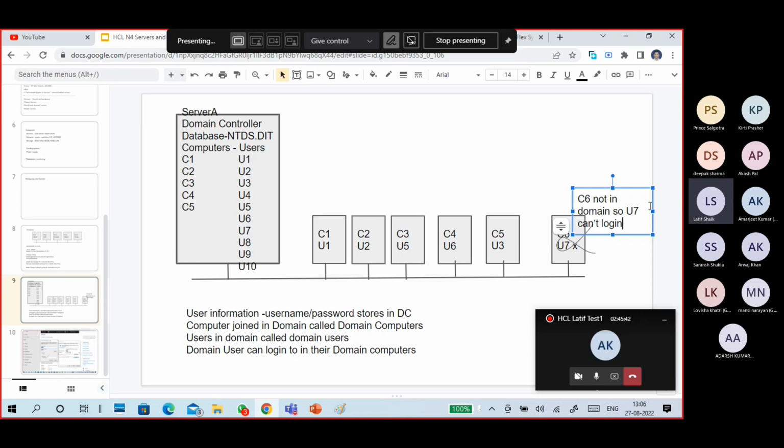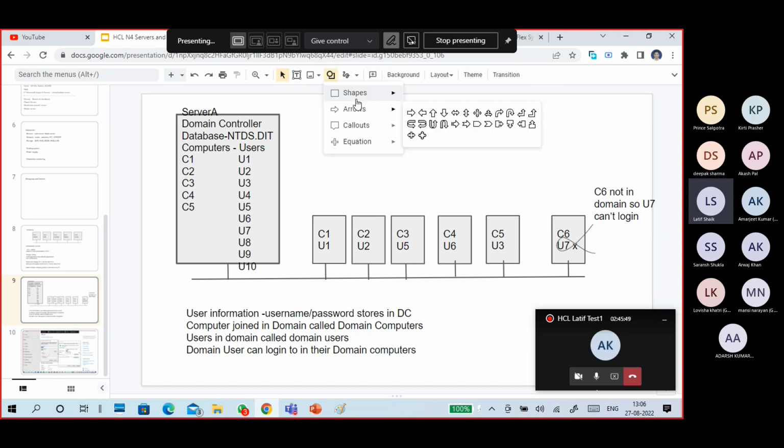Just like it is in some kind of note point. Here it is. Just understand the difference between the domain and workgroup.